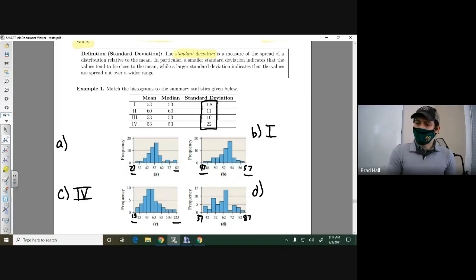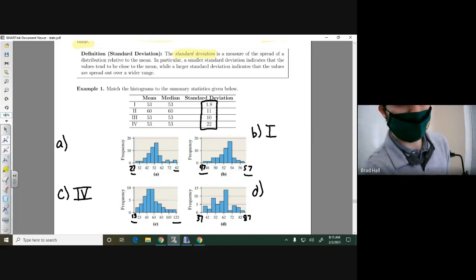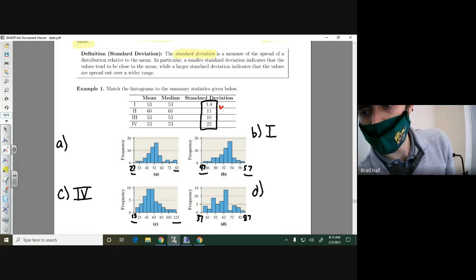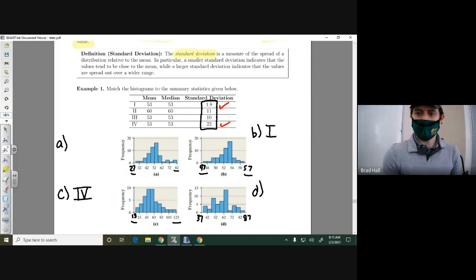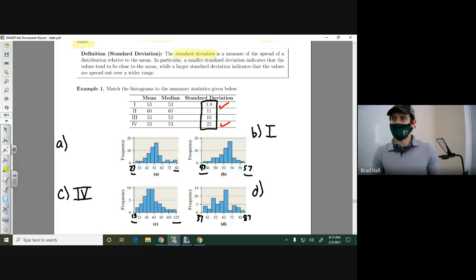So now we need to decipher between A and D. The unfortunate thing is, these are two fairly similar graphs, and the standard deviations that we have left, since we took care of those two, are too close to call. An 11 and a 10, those are too close. So we need to use another means of deciphering the two graphs.